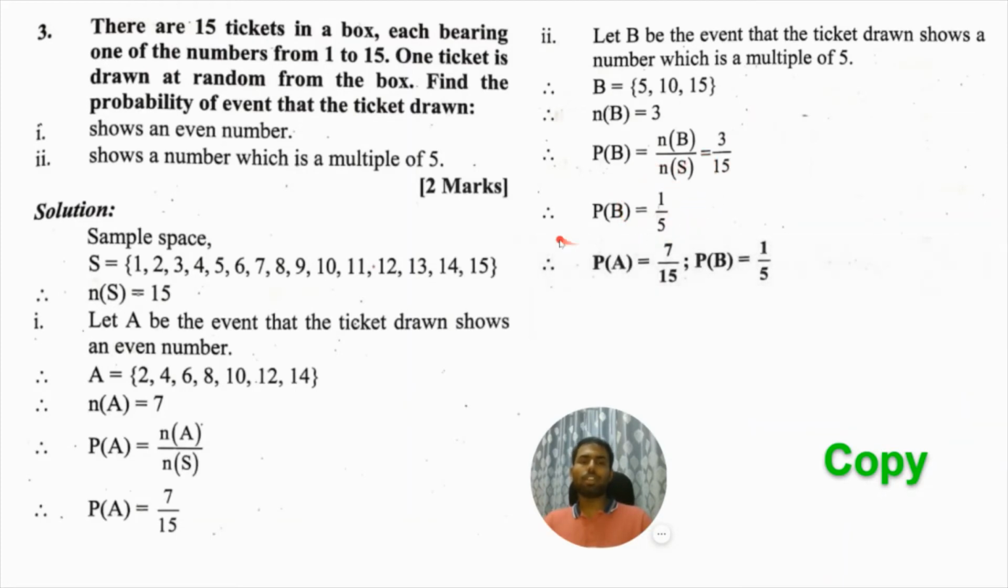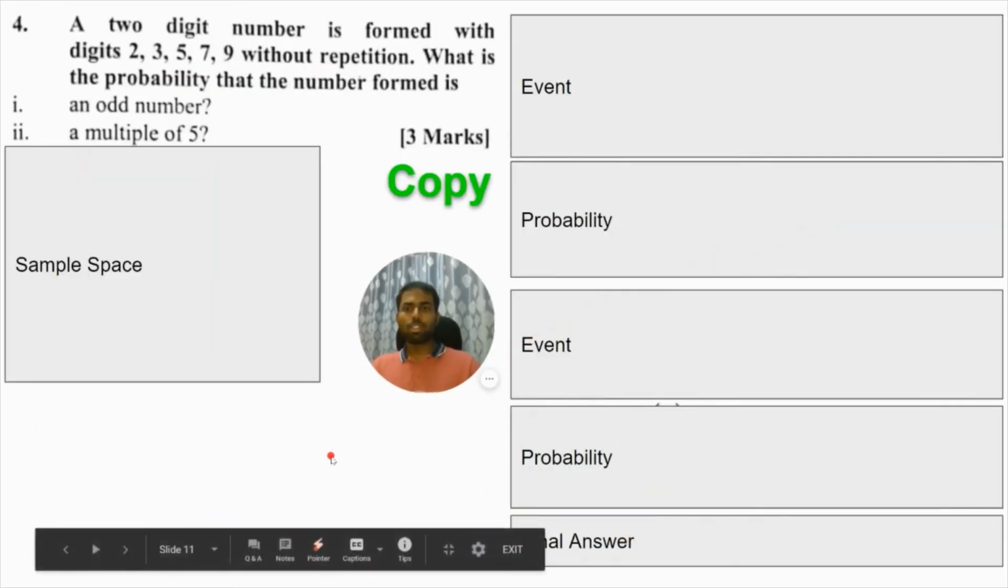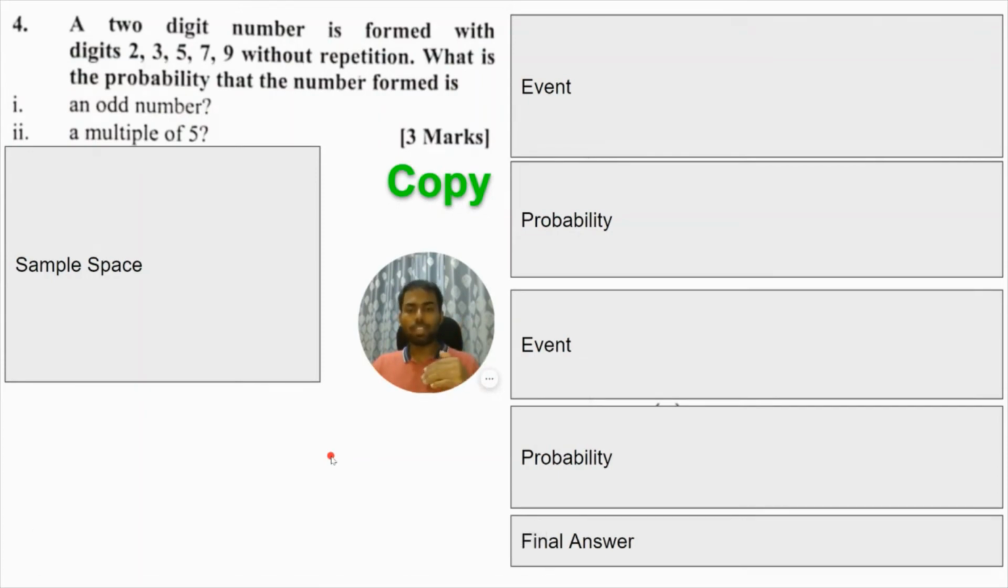So you can put the final answer in the pencil box: probability of A and probability of B. Okay, so that was your third question. Again I'm going to wait for 5 seconds for you all to try to solve the sum by yourself, and once you're done solving, then again start watching the video and check whether the way you have solved the sum is correct or not. Okay, I'll wait for 5 seconds.